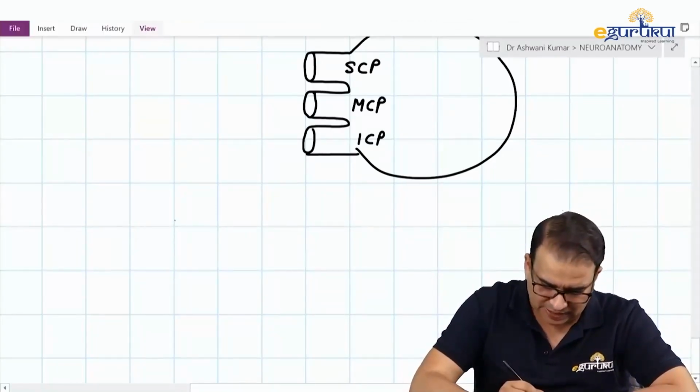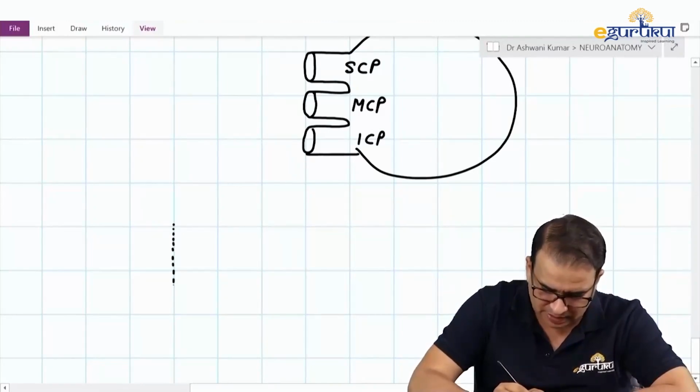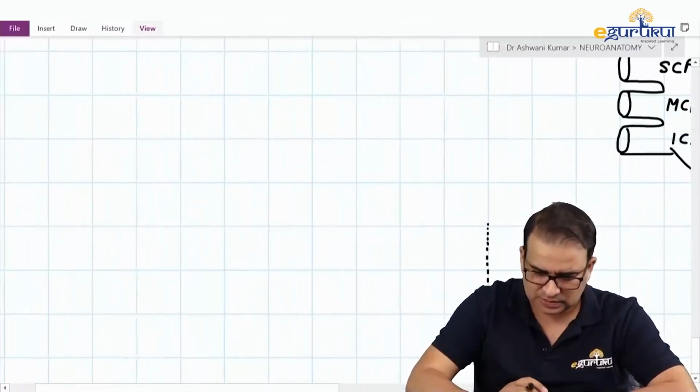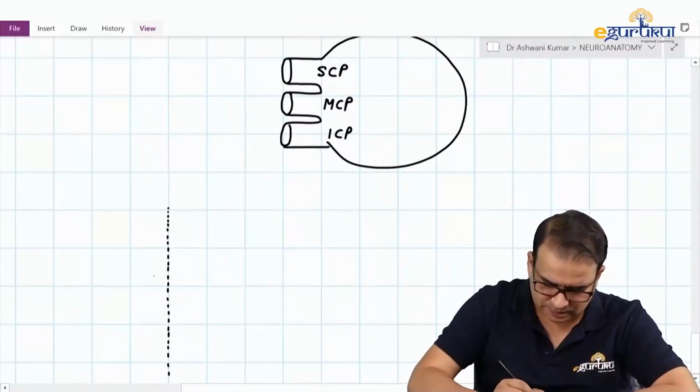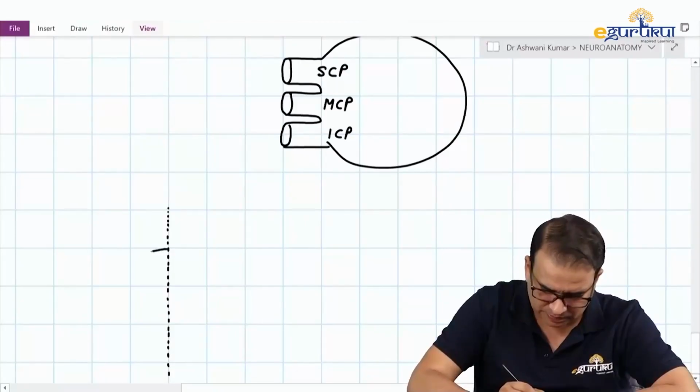Now, once again, if I just put a midline here in the lower part only, let's put a midline. We should draw it slightly below, and this here again is the spinal cord.